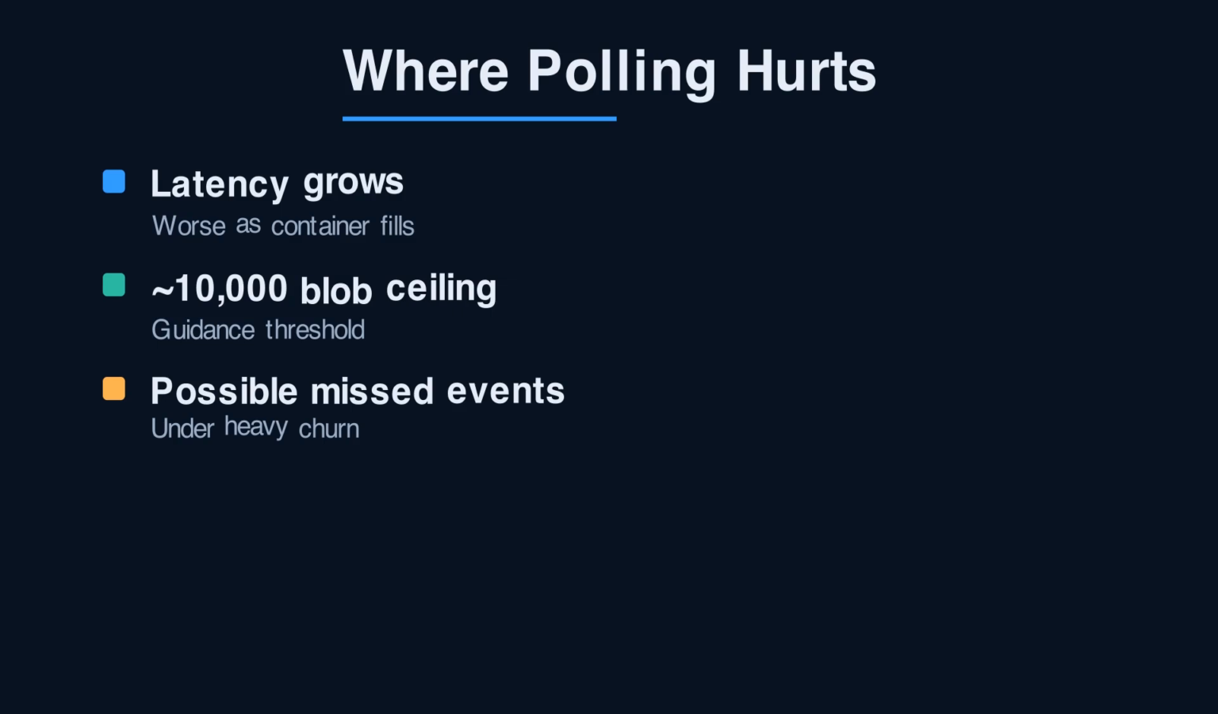Microsoft's own guidance says if your container holds more than roughly 10,000 blobs, or you need consistent low latency, don't rely on the polling trigger. It can also miss events under heavy churn and depends on storage logging. It works, but it degrades exactly when your pipeline gets popular. Always check the current Azure docs, since these thresholds and behaviors get revised.